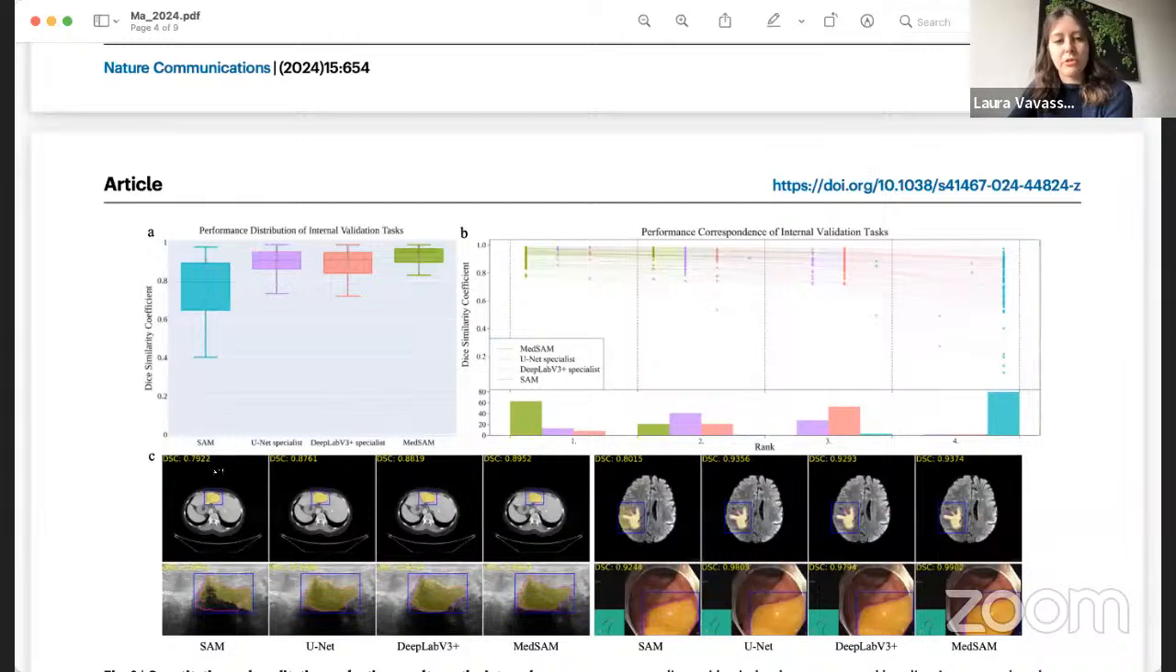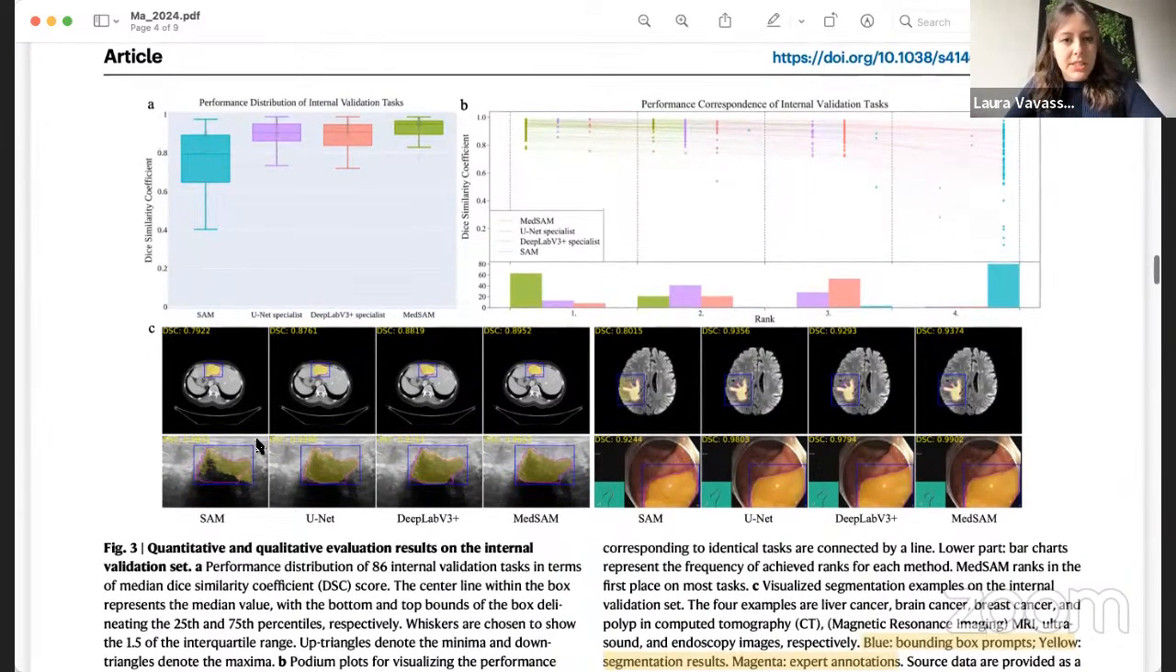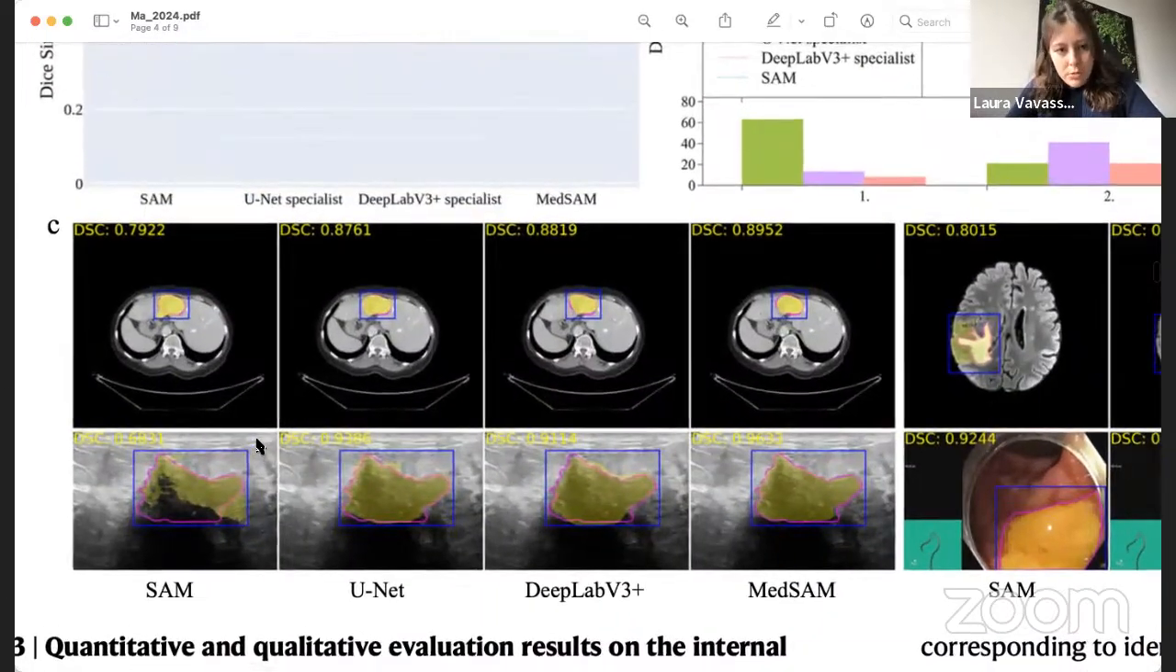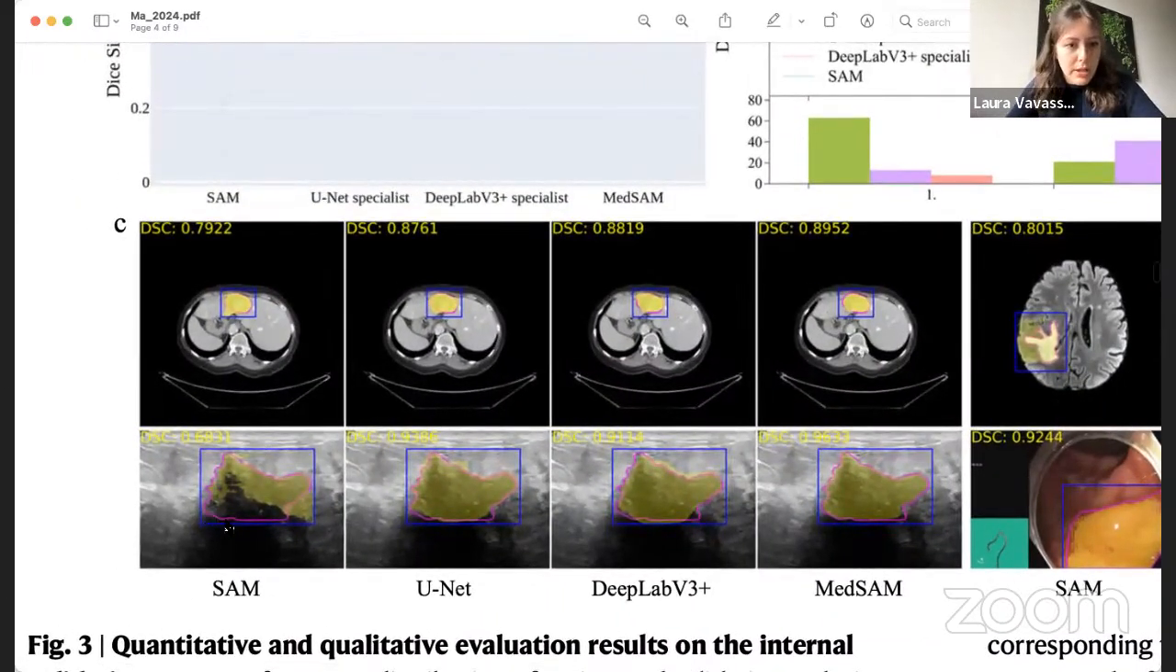Maybe the worst performing model is the Segment Anything Model, while the two specialist models perform quite good, but still MedSAM performs better. You can see here some examples of segmentation. I will try to zoom in. So in pink, there is the outline of the segmentation that is performed by the expert operator. Here you see the one from UNET and DeepLab, and eventually you see the one from MedSAM.